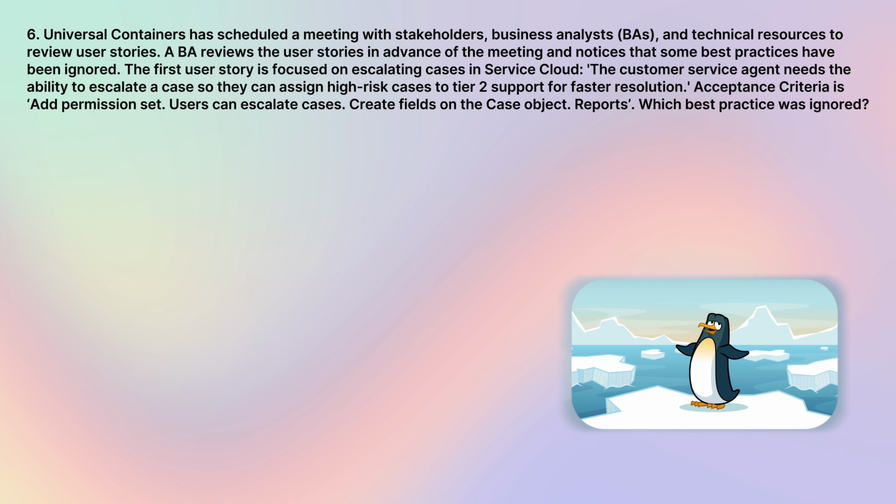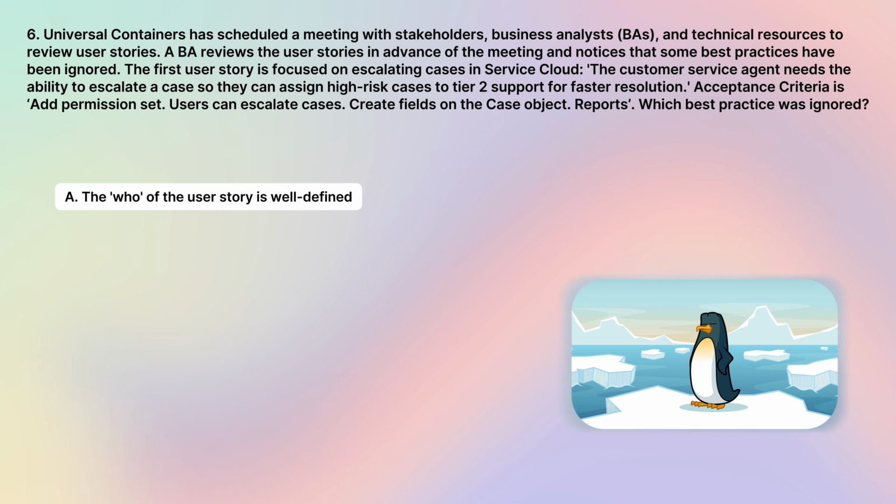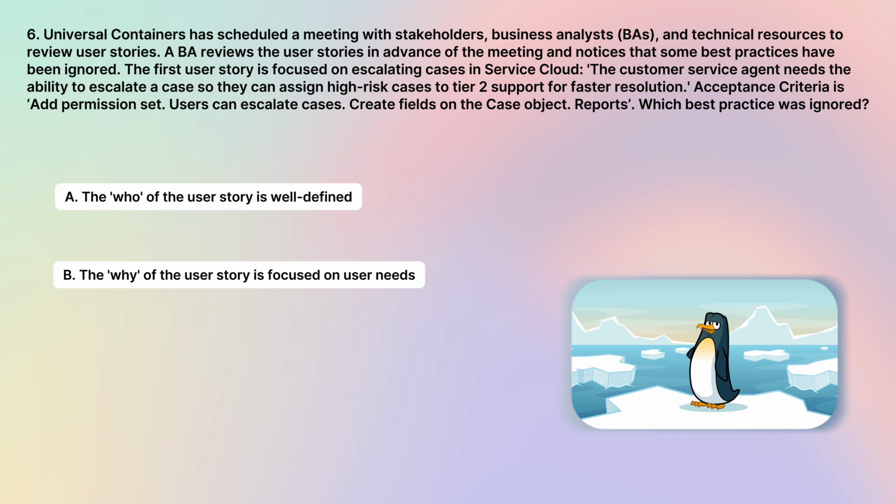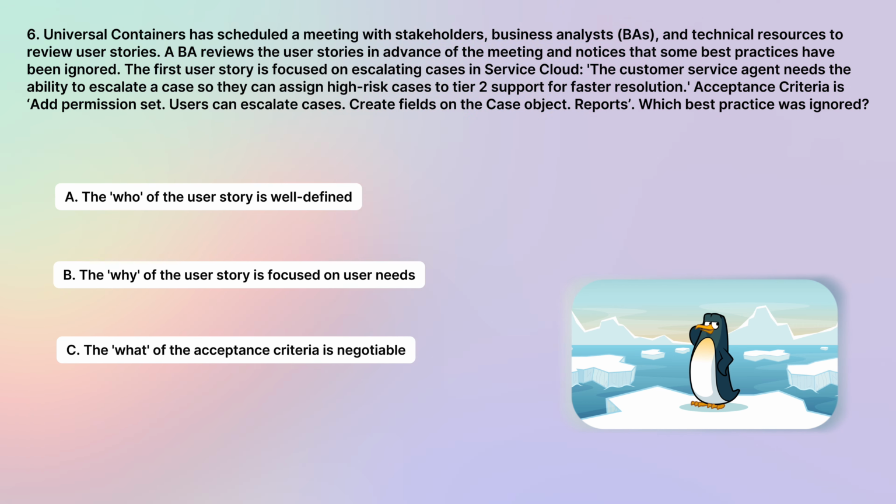The customer service agent needs the ability to escalate a case so they can assign high-risk cases to Tier 2 support for faster resolution. Acceptance criteria: add permission set. Users can escalate cases, create fields on the case object, reports. Which best practice was ignored? A. The who of the user story is well defined. B. The why of the user story is focused on user needs. C. The what of the acceptance criteria is negotiable.